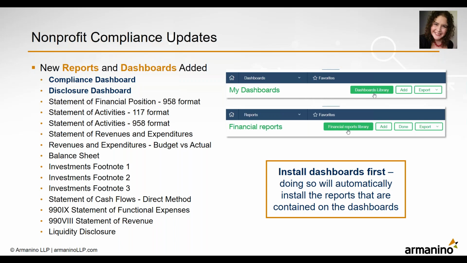So the compliance dashboard is a centralized view of required financial statements under the new guidelines. It includes a statement of financial position, statement of activities, both direct and indirect cash flows, and your statement of functional expense. It also includes the 990 reporting worksheets, worksheet 9 and worksheet 8. So that can be really helpful. And then the disclosures dashboard includes your investments and liquidity disclosures as required under the new standard as well.